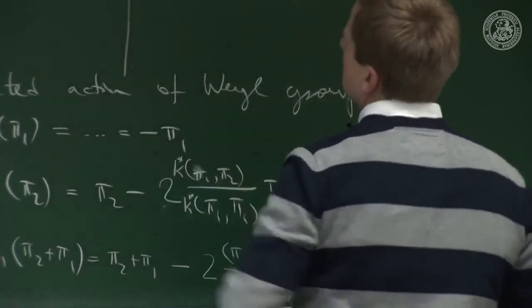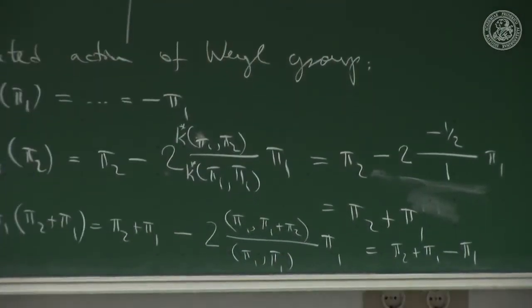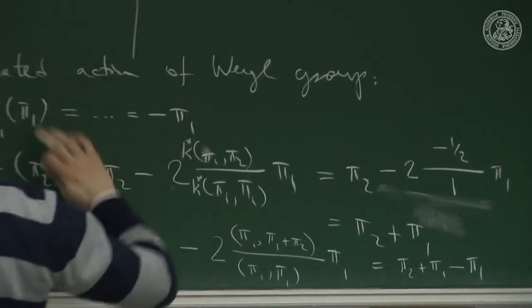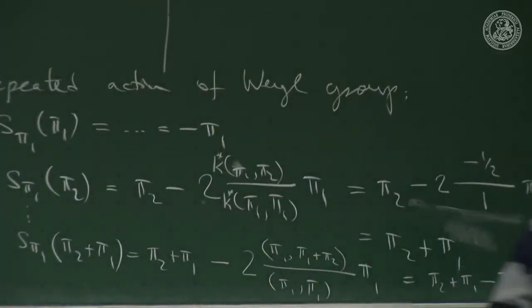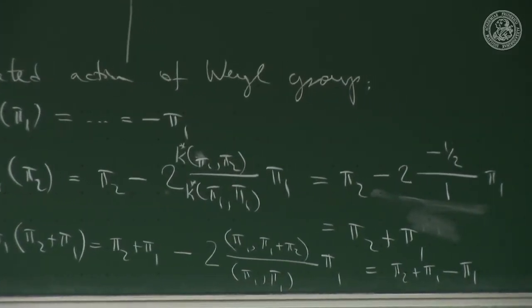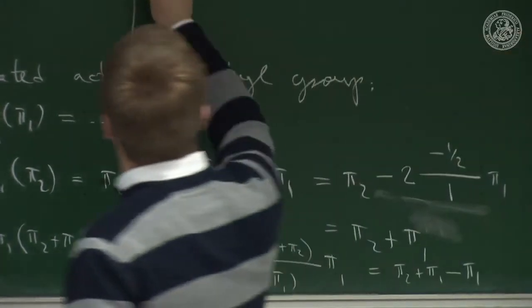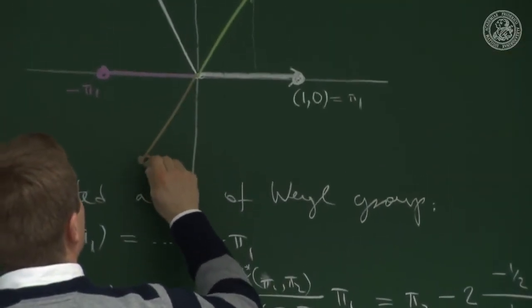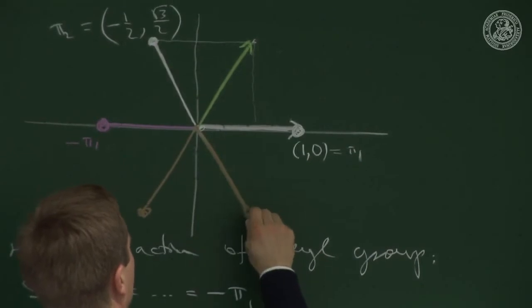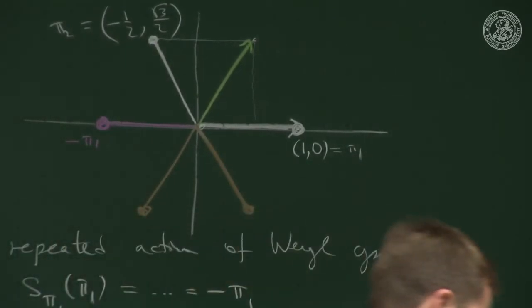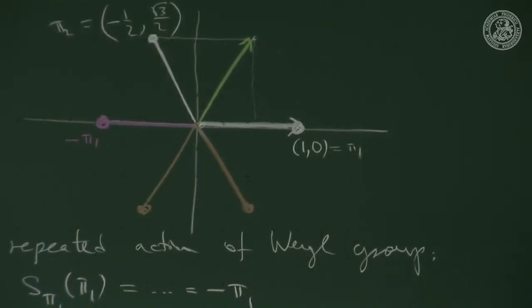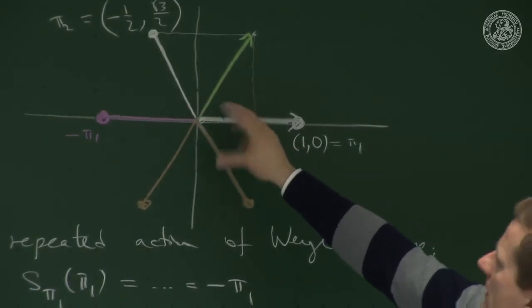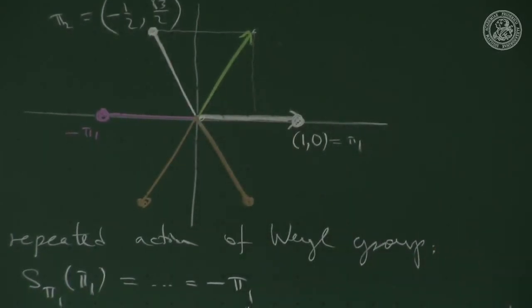So this one gets you here. Well, then you have to act with this on that and so on. Anyway, what you get if you do repeated actions here, I don't want to go through it in detail, you get 2 more roots. You get this one and you get that one. And any further action of the Weyl group will only permute these roots amongst each other.